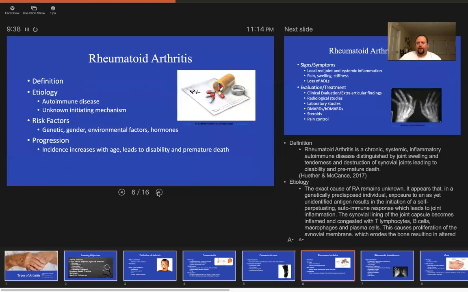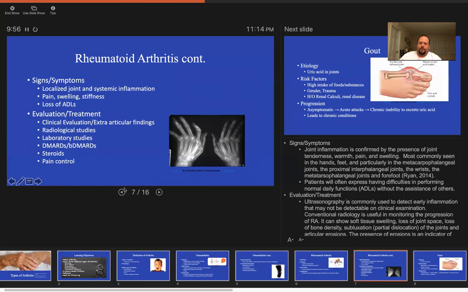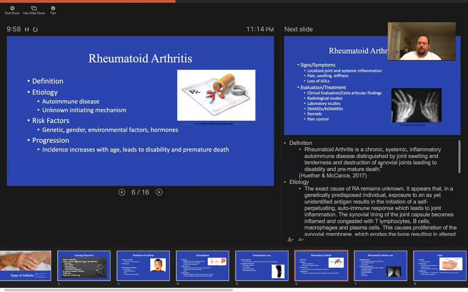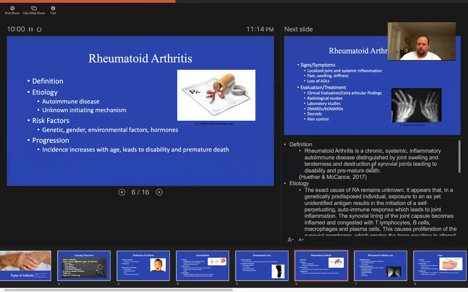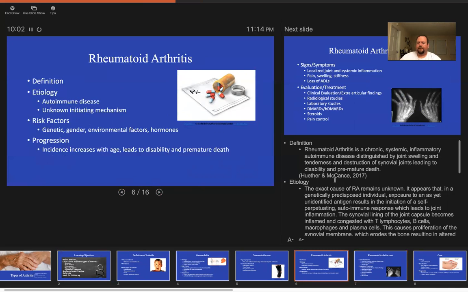All right, so we move on to rheumatoid arthritis. First off, we'll start by defining it. It's a chronic, systemic inflammatory autoimmune disease distinguished by joint swelling and tenderness, which results in the destruction of synovial joints, leading to disability and premature death.